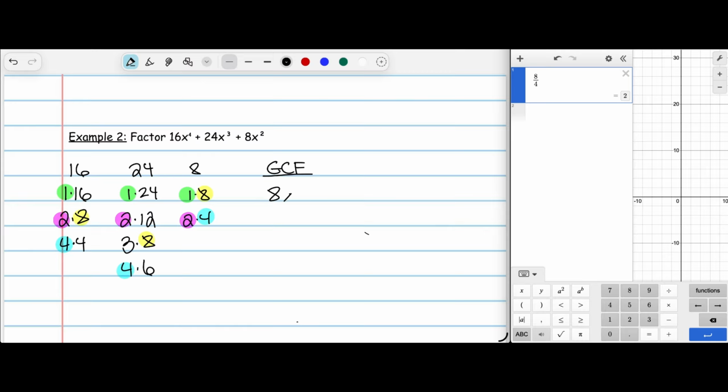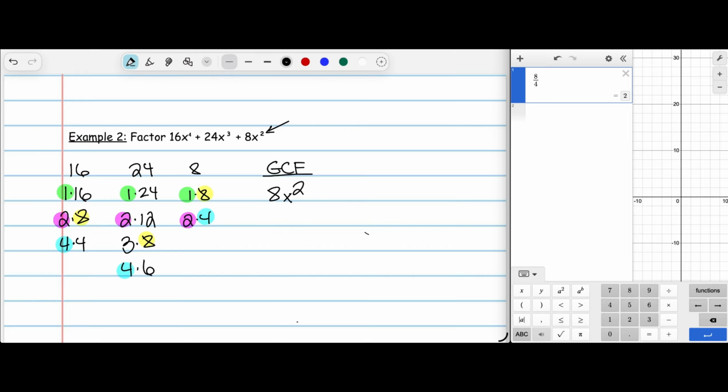Okay, so I'm going to go ahead and put one of the x's down, but we're going to look through all of our variables and see which one has the smallest exponent. The smallest exponent we have is 2. So that means I can factor out x squared, or take away x squared, from each one of those. Okay, so now let's divide out.